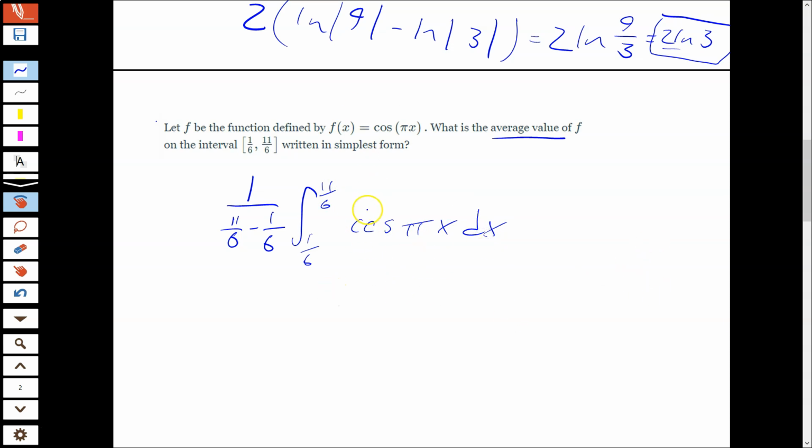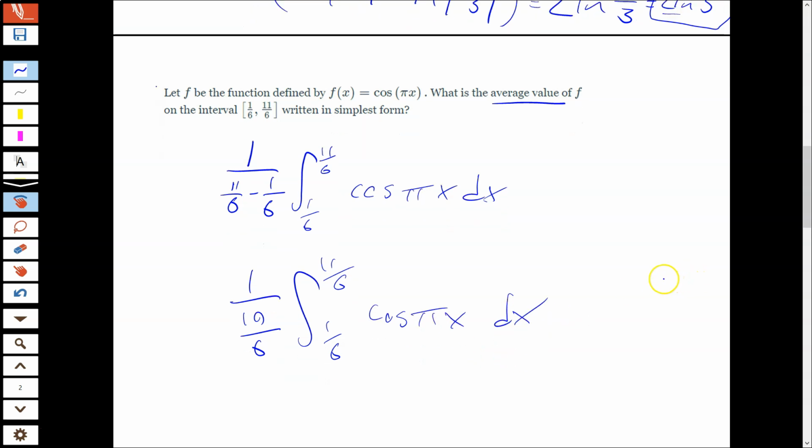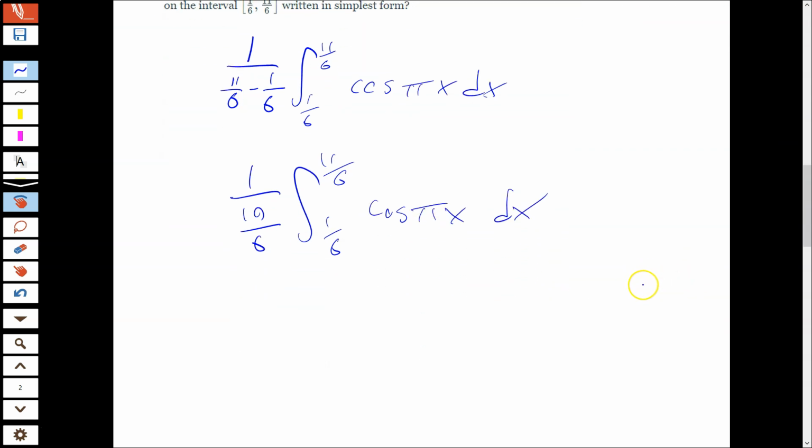And then we'll simplify that sum on the outside to start. So I'll get 1 over 10/6. I just subtracted the tops of my fractions. 1/6 and 11/6 are still my bounds. Now, again, I could use a u substitution here. I could let u be pi x.